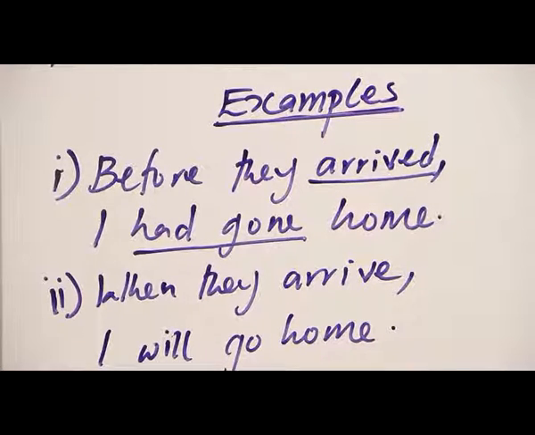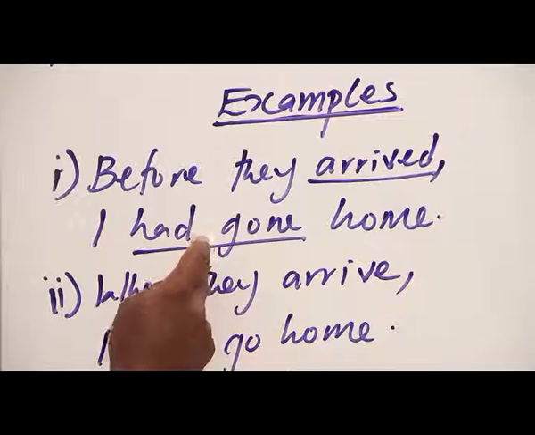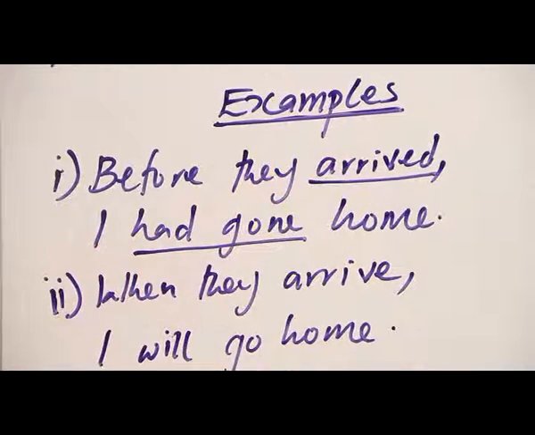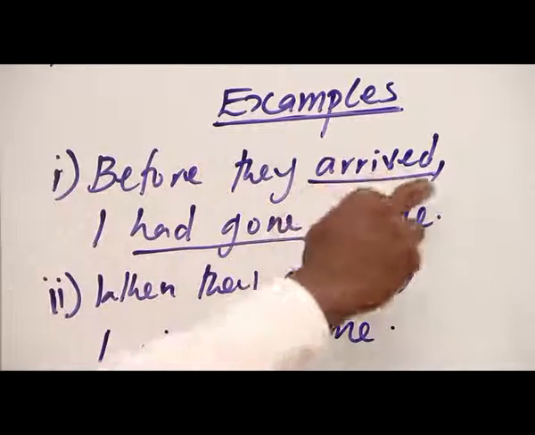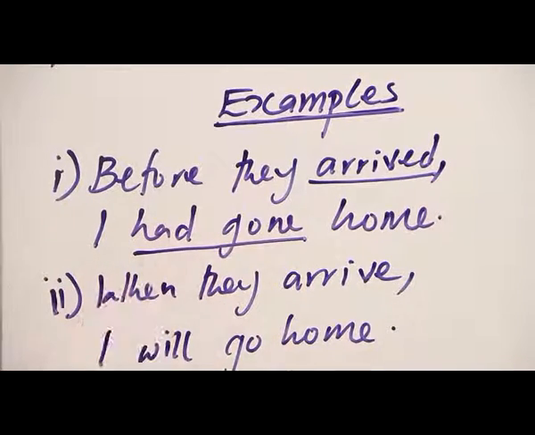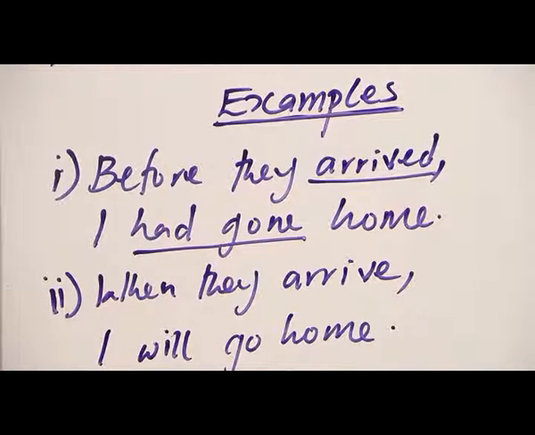The one completed first is put in the past perfect tense, while the latter is put in the simple past tense, arrived. Then past perfect, had gone. This one was completed before the action of arrival was completed. So you can see that this clause now determines the tense we have here. Now if you move down, when they arrive, almost the same sense, when they arrived, I will go home.